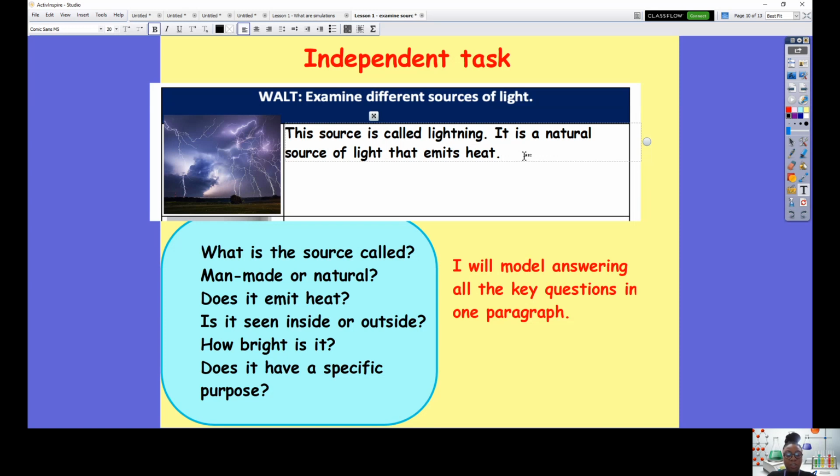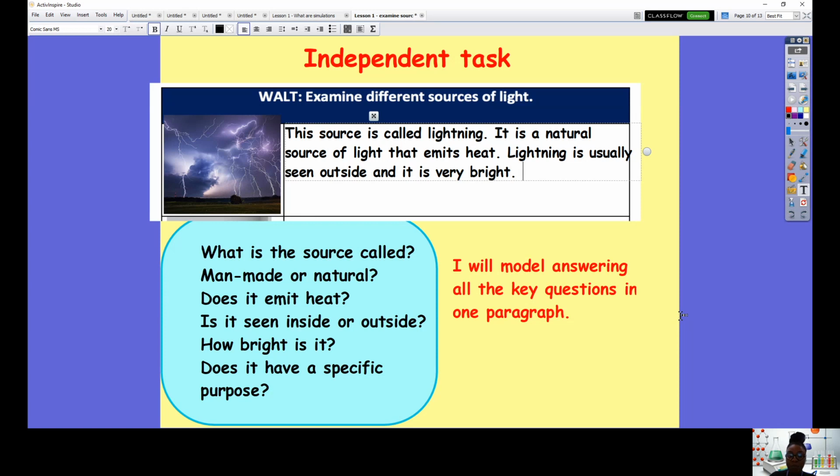I'm going to answer the next question now. Is it seen inside or outside? And how bright is it? Lightning, I forgot to do my finger space. Lightning is usually seen outside, and it is very bright.